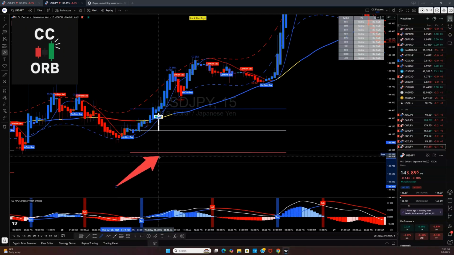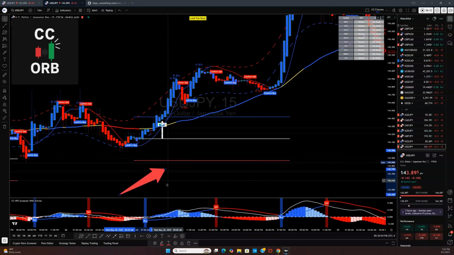Also, to help you with the trend, we have the MACD down here. The MACD is also showing bullish momentum. So when you get a signal when price is above the 47 moving average and the MACD is showing bullish momentum, that means you definitely want to take the trade because price is going to continue to push up. So this is the first way of using the CC ORB.